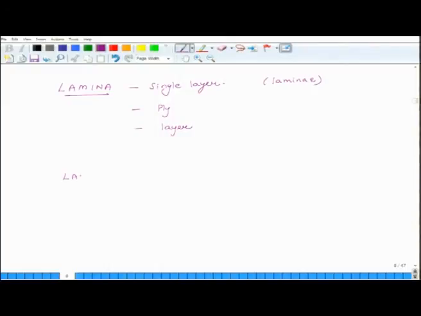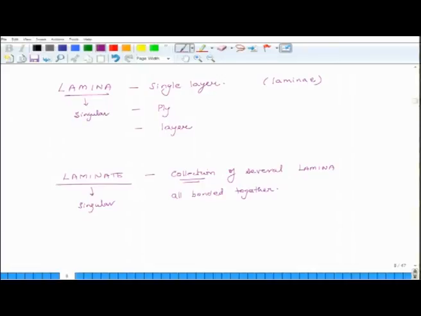And then you have a term called laminate. What is it? It is a collection of several lamina, but they cannot be separately floating lamina, you know. It is a collection of several, all bonded together. So, laminate is also a singular noun, so is lamina. Okay. So, a laminate is still a single thing. So, you have a laminate which has several laminae. You have one laminate which may have several laminae all bonded together.